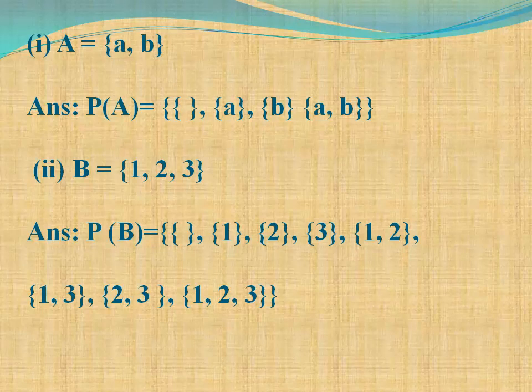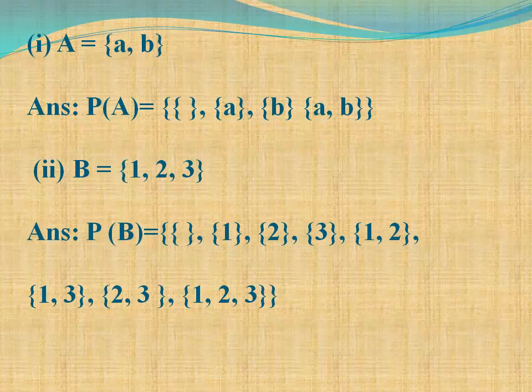And next, second subdivision, B equal to set of all 1, 2, 3. Here 3 elements are there. Now the power set of B is equal to: first, the empty set is one subset, next we have to write the elements separately: {1}, {2}, {3}. Separately we are writing the elements. Next we have to combine two elements. So {1, 2}, {1, 3}, {2, 3}. Next the same set will be a subset of itself.